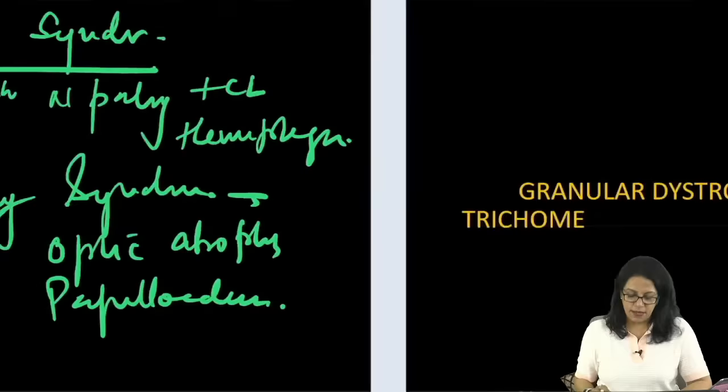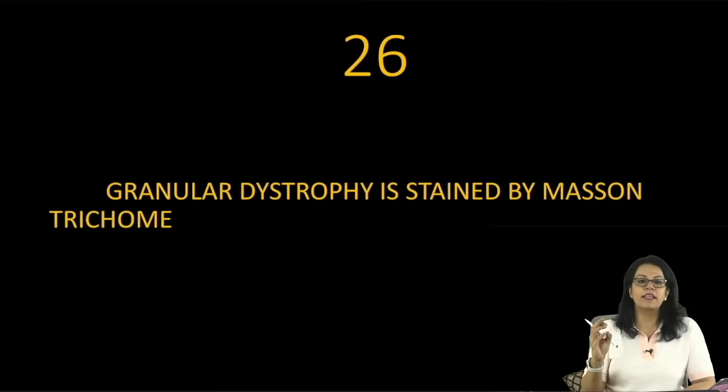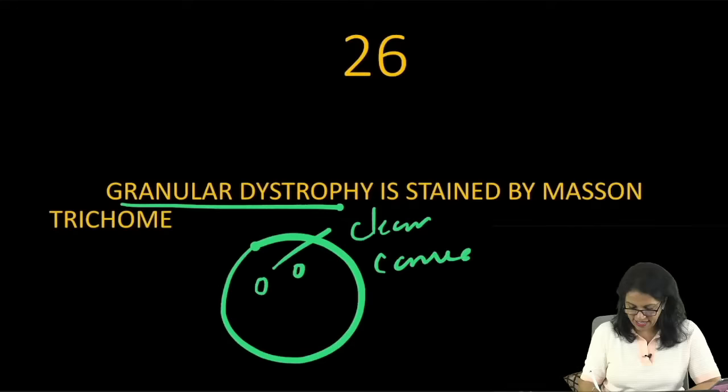Next, this was also your INI-CET question. Granular dystrophy is stained by what? So you have to revise your corneal dystrophies for this exam. Which are the stromal types? Granular, macular, lattice. Granular is the one where, when you look at the slide, between the lesions there is clear cornea. This is your granular. It is stained by Masson trichrome.